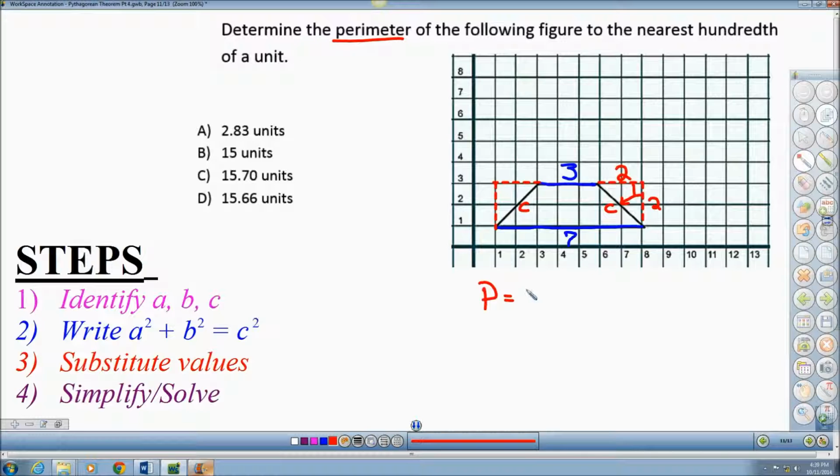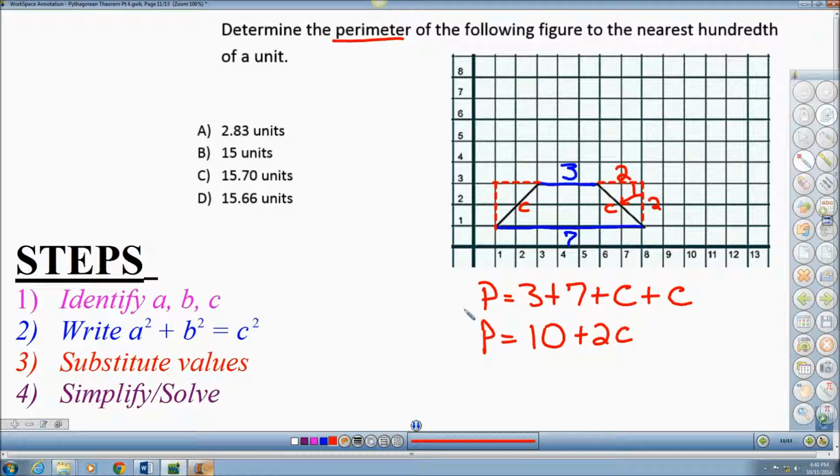Well, I know 3 plus 7, so 3 plus 7 plus side C plus side C, since they are the same because they have the same measurements. Okay, so I can then solve. 3 plus 7 is 10, and now I just need to find out how many C's this is. Well, this is 2 C's, so I'm going to be adding in 2 C's. Now I got to find out how long this is and plug it into this formula.